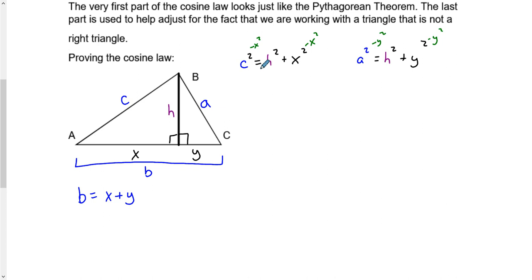Now I'm just going to go to one color really. We have h squared equaling c squared, subtracting x squared, and our h squared also equaling a squared minus y squared. Beautiful thing here means if we have a squared equaling this and h squared equaling this, it means they must be equal to each other.